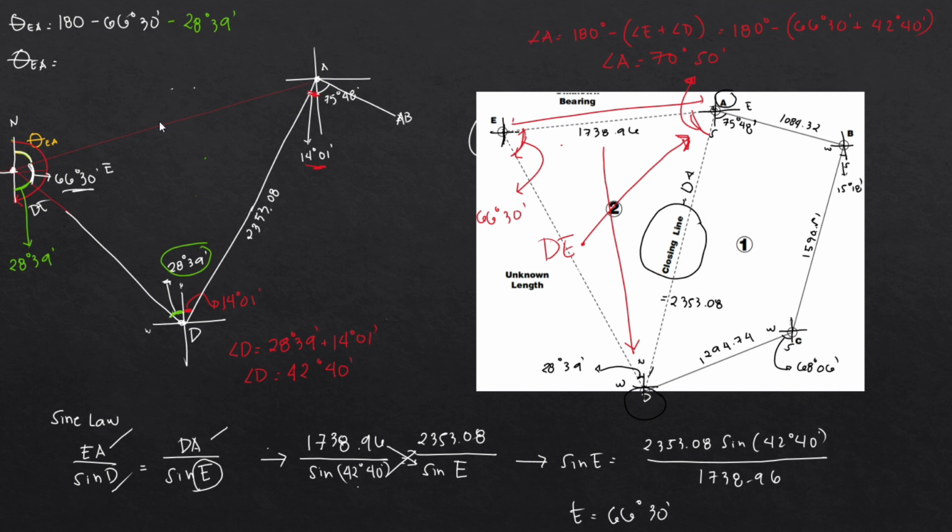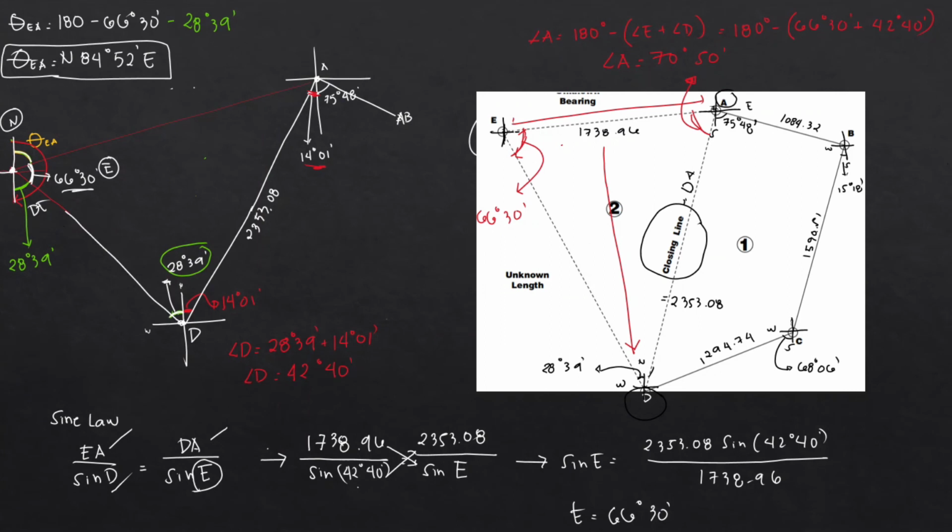meron tayong 84 degree 52 minutes. Ngayon, nakapagitan siya sa north and east. Okay, so meron tayong north, east. So, ito yung bearing natin. Ayan siya.